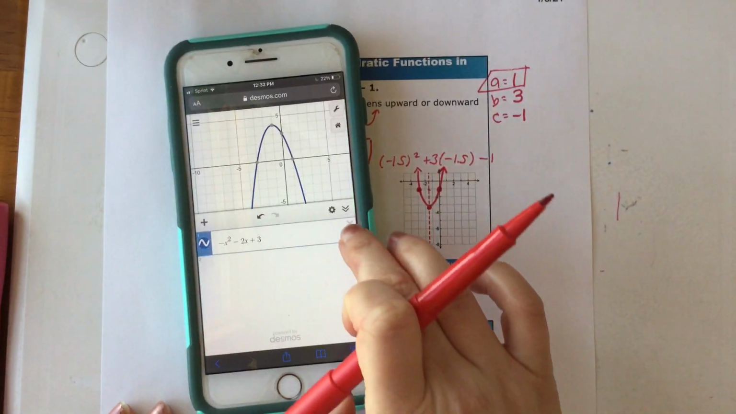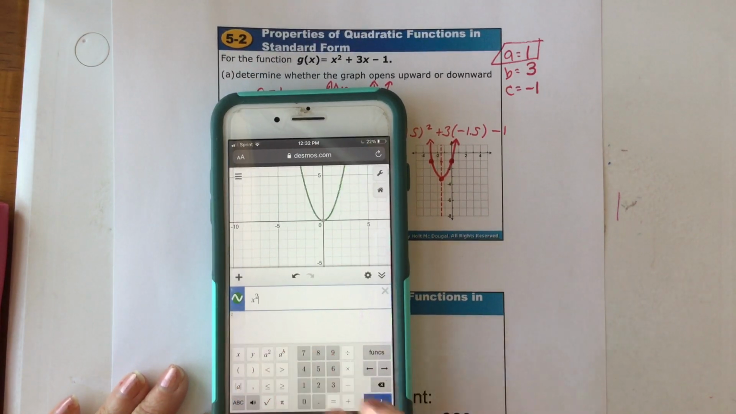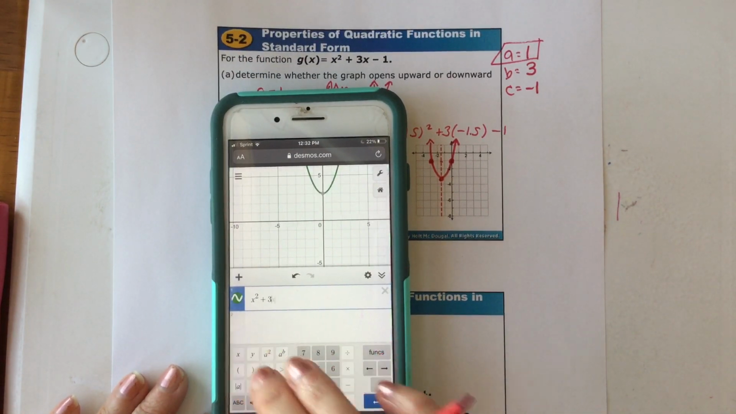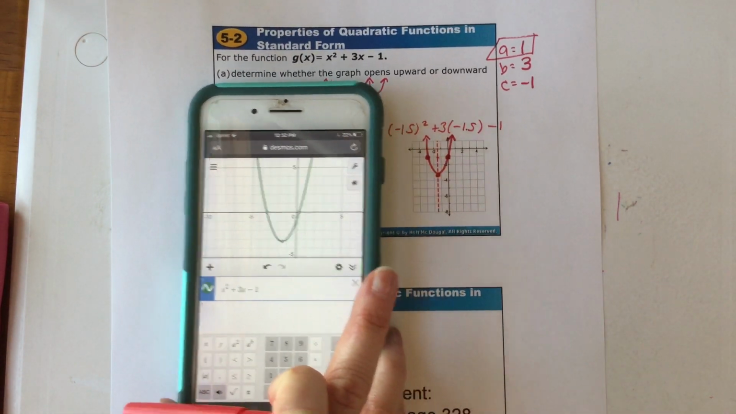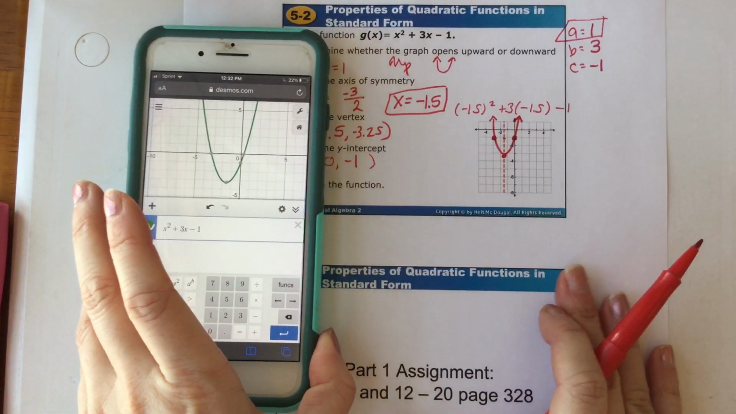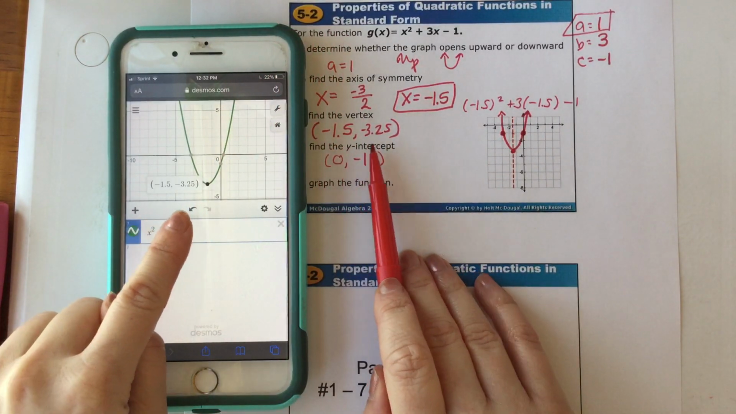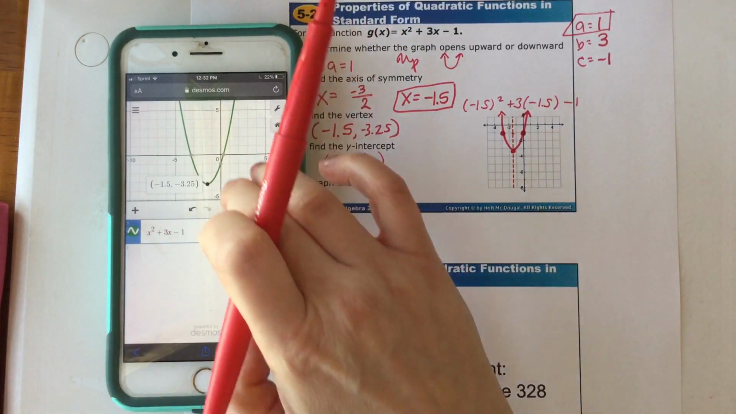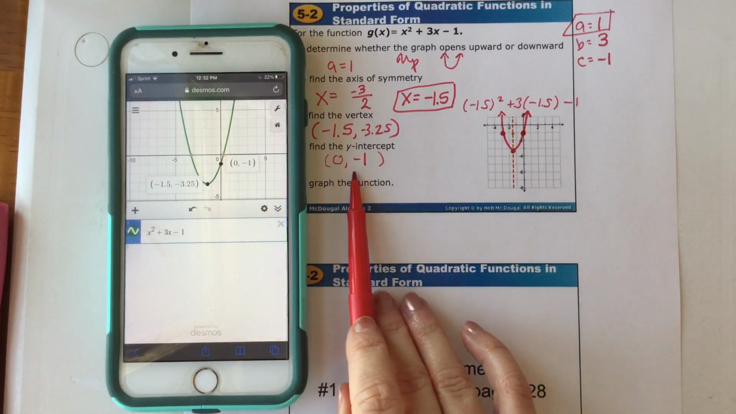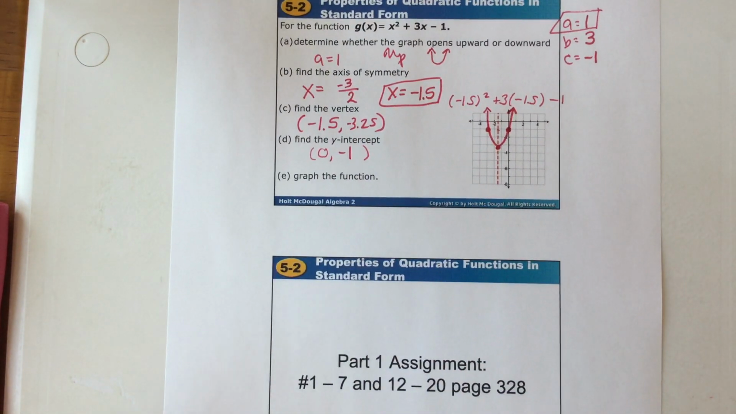Now this one, again, I'm going to go ahead and check on decimals. So if I get rid of that one, let's just enter this problem. It's x to the power of 2 plus 3x minus 1. One thing we want to check. Does it open up? Yep, it sure does. Vertex, go ahead and tap that point. Negative 1.5, negative 3.25. Awesome. Where does it touch the y-axis? 0, negative 1. So it just verifies that, yes, we totally knew what we were doing.